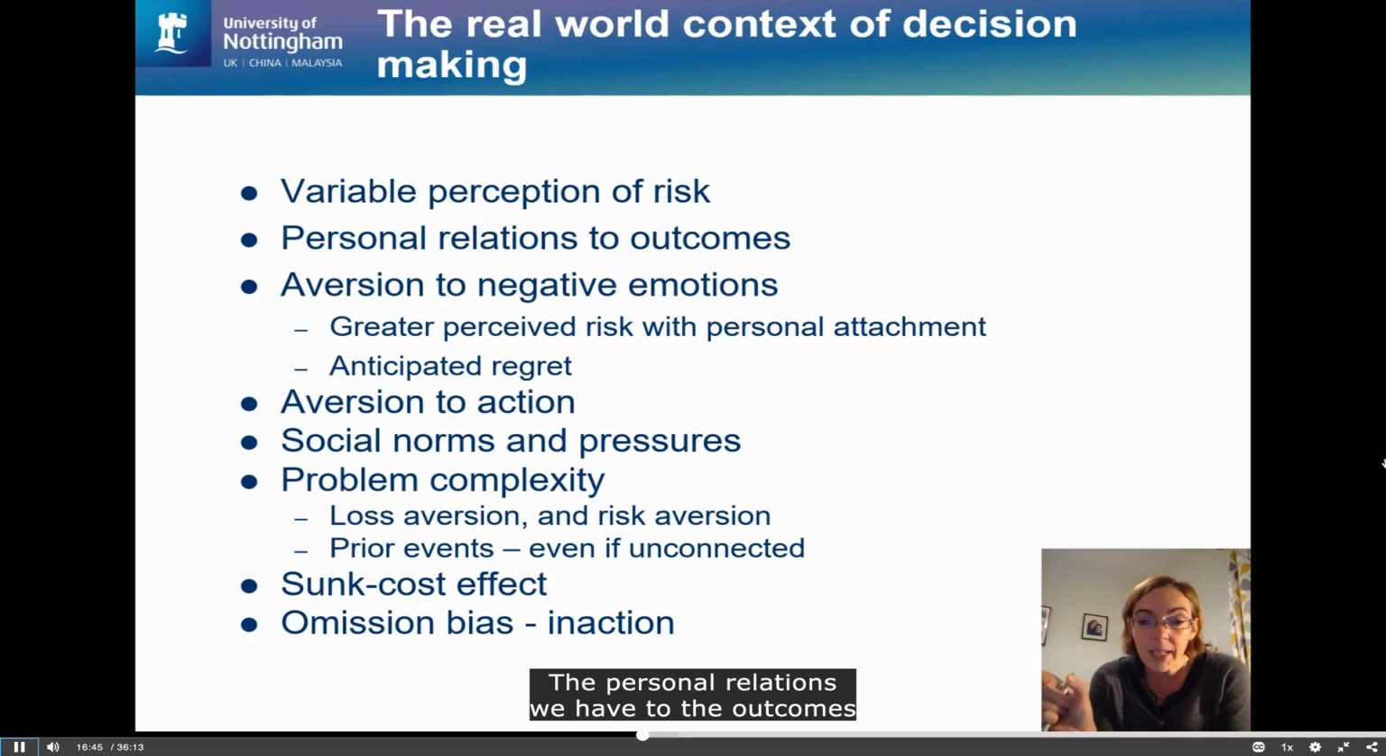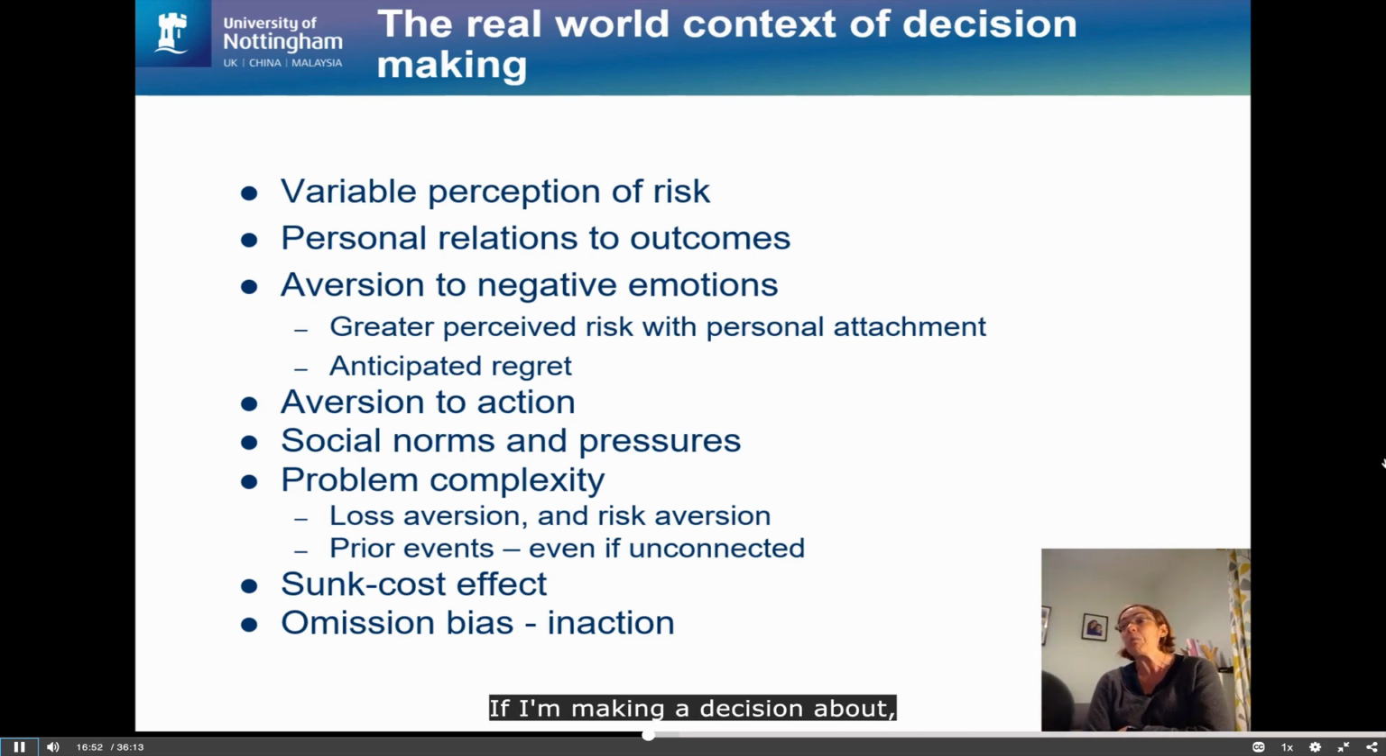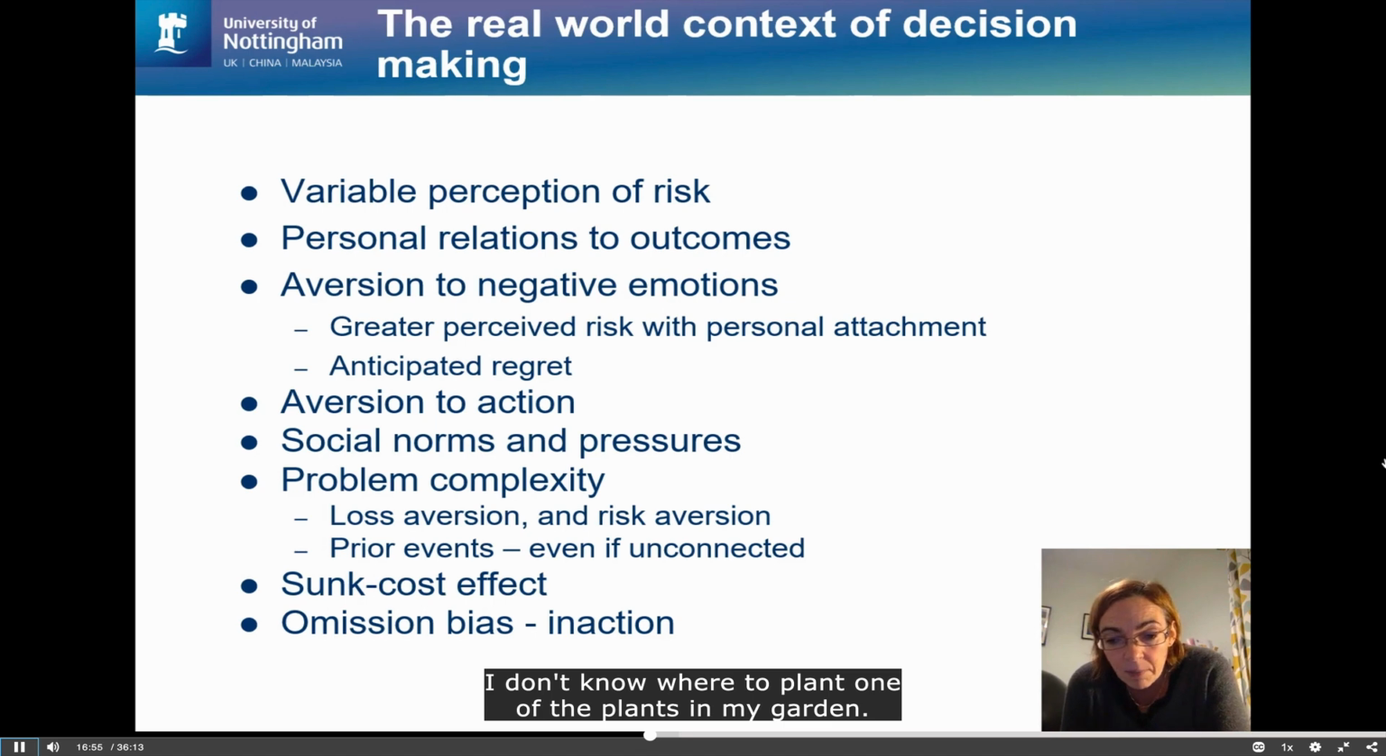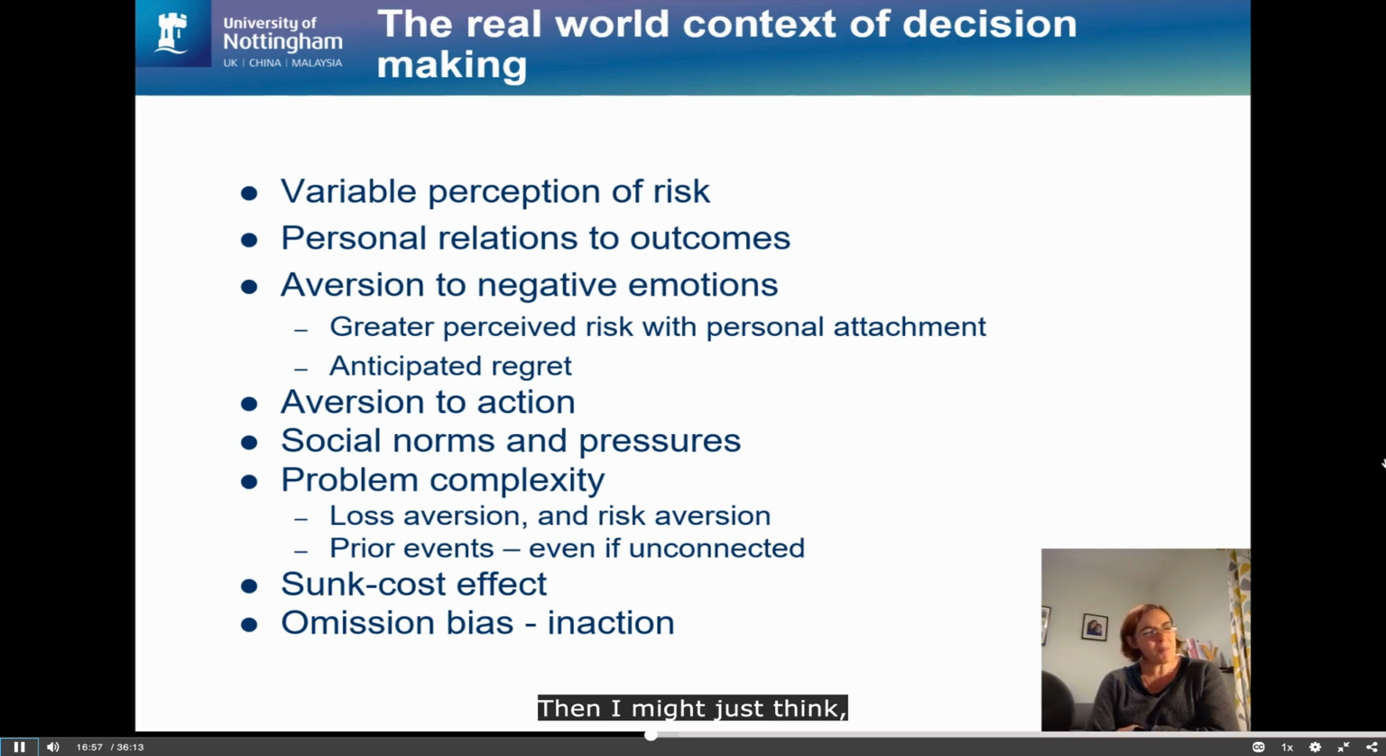The personal relations we have to the outcomes also affect the nature of our decision making. If I'm making a decision about, I don't know, where to plant one of the plants in my garden, then I might just think, do you know what, this is a cheap plant, I took it as a cutting from something else, I'm going to see if it's going to work in this particular part of the garden, and if it doesn't, I've lost nothing. So no one's been put in danger, I've not lost much from a financial point of view. Actually, it's quite interesting, you get to learn about which plants grow in which parts of the garden.